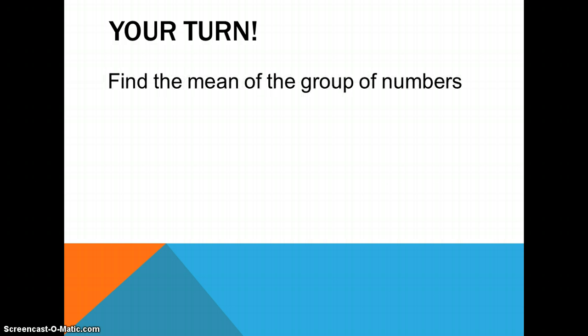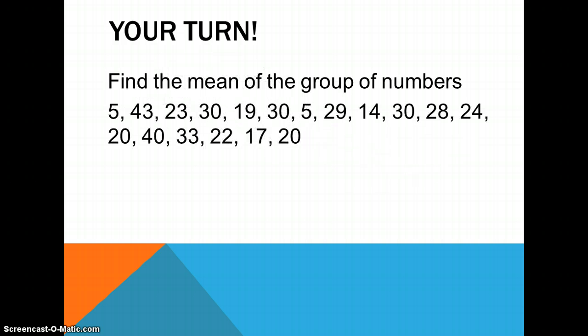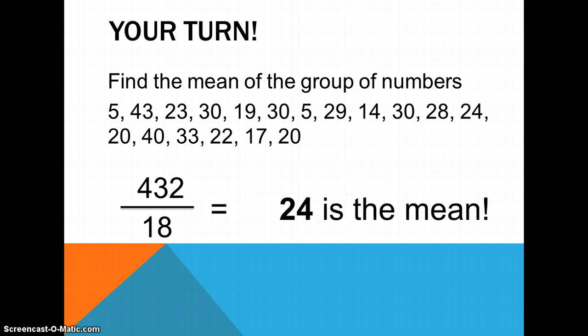You're going to find the mean of this group of numbers. Pause the video to find the mean. Alright, now that we're back, when you added up all of your numbers, did you get 432? And then divide that by 18. If you found that out, then you are correct. And then you should have gotten the mean of 24.